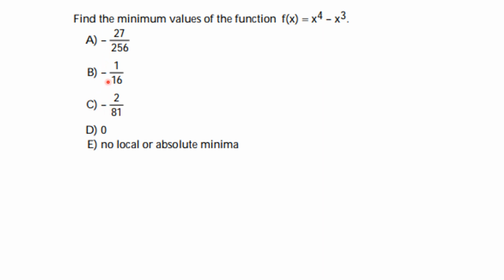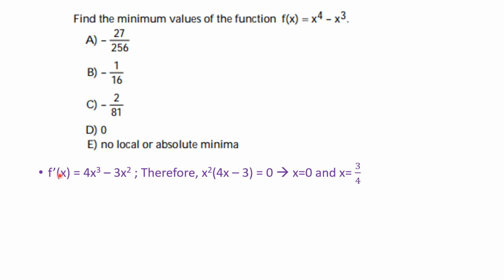So we will start by finding the first derivative of the function, and that will be equal to 4x to the power 3 minus 3x to the power 2. Therefore, if we take x squared outside, then we will have between parentheses 4x minus 3 equal to 0. And from this, we can conclude that either x equal to 0 or x equal to 3 over 4 for the left-hand side to be equal to 0. That means these are two possibilities for the critical points.